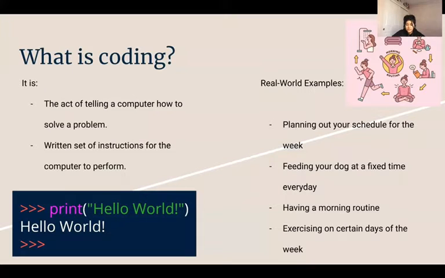You have to type a certain code or an algorithm that allows the computer to perform it, which is the set of instructions. Some real-world examples are planning out your schedule. You need to have a fixed time to do everything that you need to do: feeding your dog, having a morning routine, or exercising on certain days. Also use this in math when you're at school, kind of everywhere.